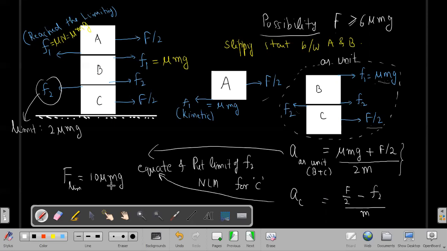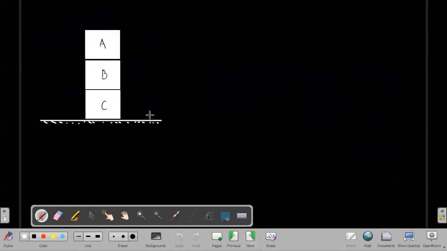That means up to the force of 10 mu mg, block B and block C will move as a single unit. And then acceleration will be this one. This term will be acceleration of block B as well as block C. Now, the third possibility. The possibility number 3 in this question is, what will happen when the applied force F is more than 10 mu mg?